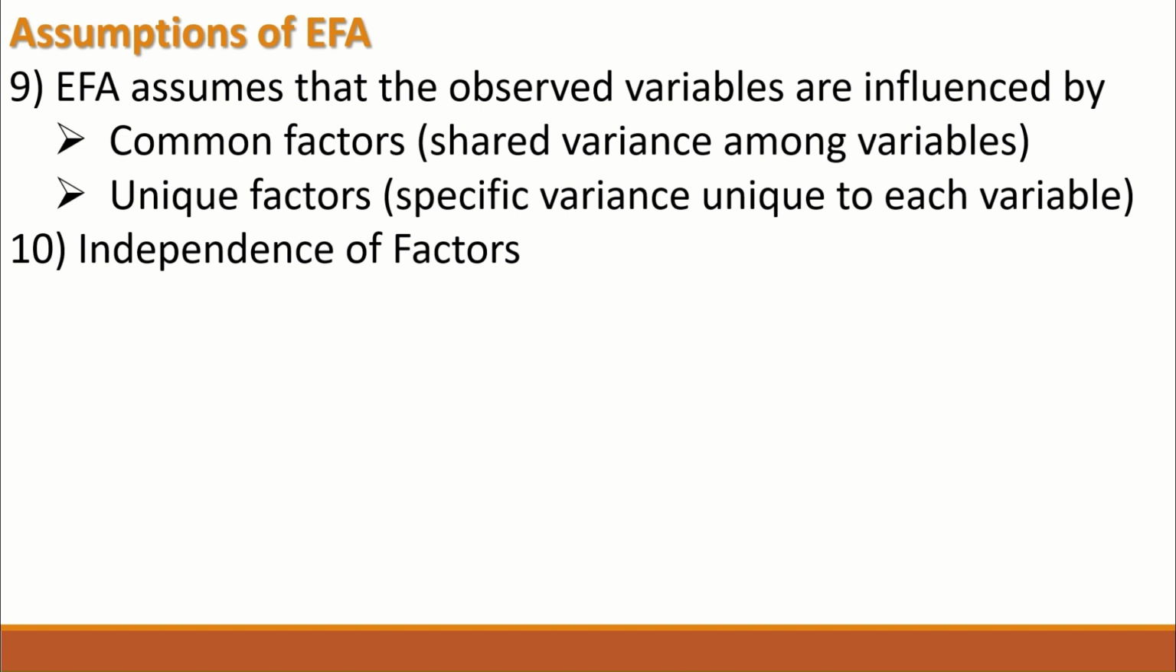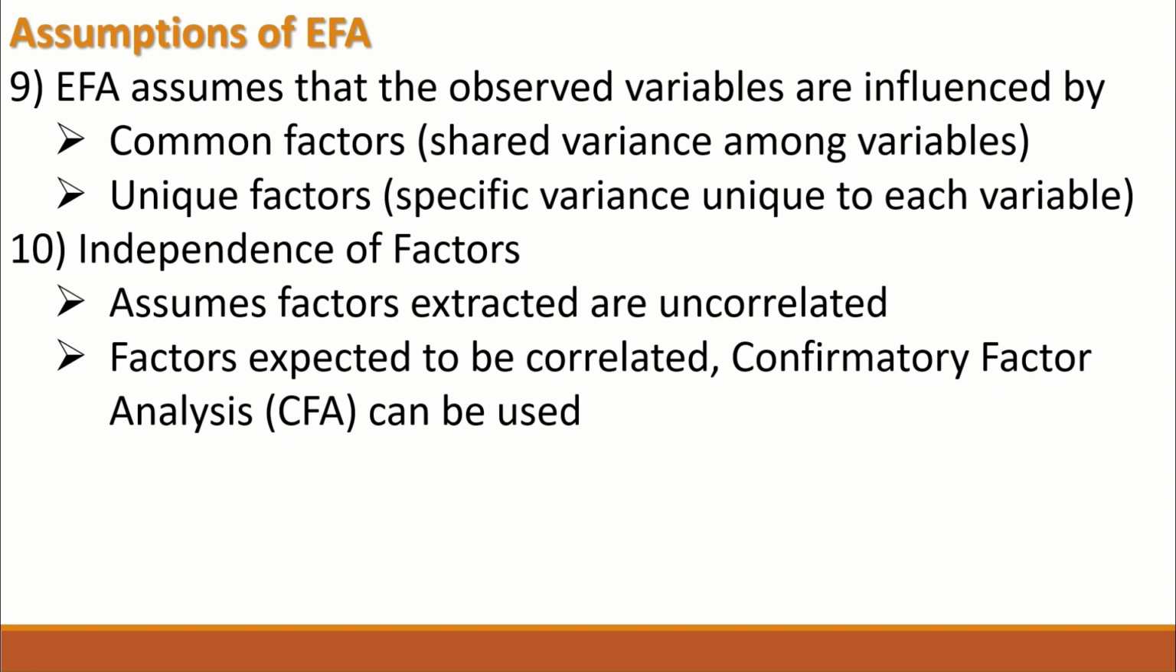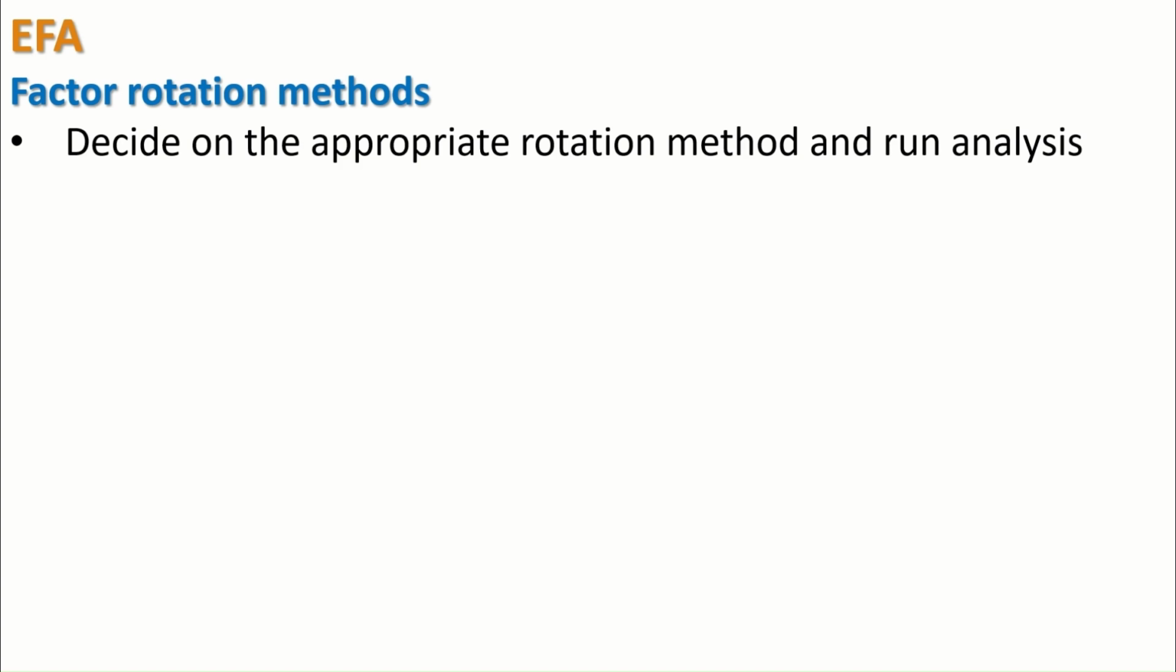And number 10 is the independence of factors. The EFA assumes that factors extracted are uncorrelated. If the factors are expected to be correlated, then confirmatory factor analysis can be used. Before performing the EFA, the factor rotation method has to be determined. Decide on an appropriate rotation method and then run the analysis.